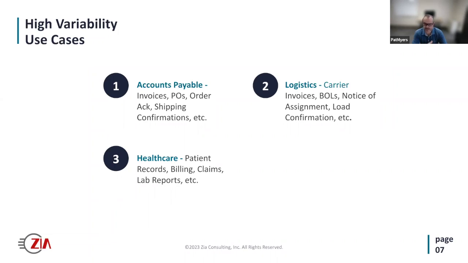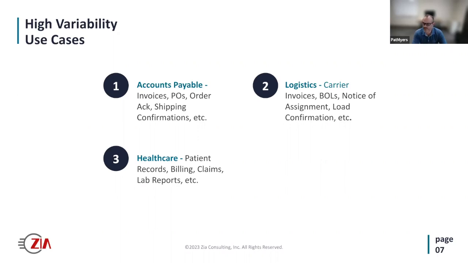Logistics. So again, different kinds of invoices, but invoices, bills of lading, notice of assignment, different types of documents, again coming from a bunch of different sources, all looking a little bit differently, laid out and formatted a little bit differently, as well as healthcare: patient records, billing claims, lab reports, all coming in a little bit differently. And you're trying to take that variability and condense it into a content model or something that you can actually make actionable.